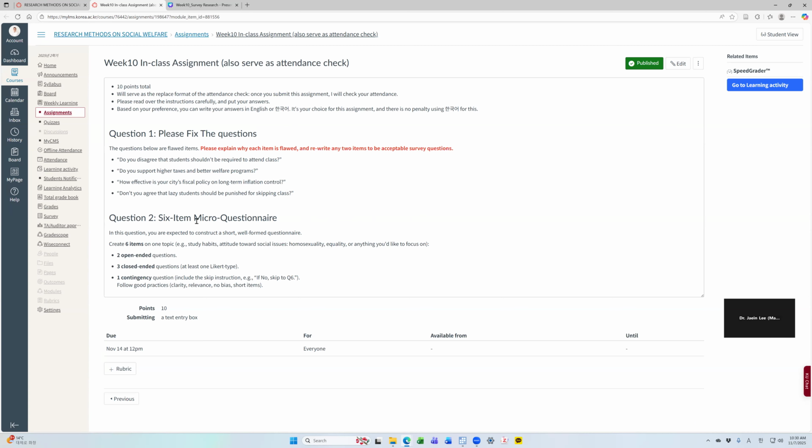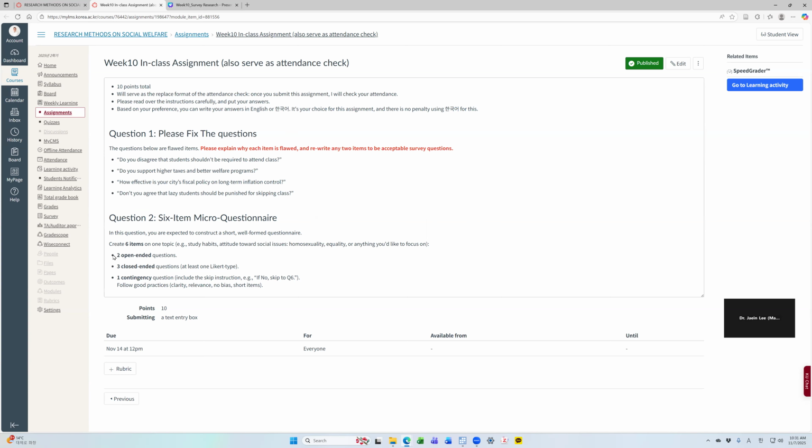And question number two is a six-item micro question. In this question, you are expected to create your own well-formed questions. Create six items on one topic. For example, you can choose anything: study habit, attitude towards social issues, homosexuality, equality, anything you'd like to focus on, like immigrants or whatever. You can choose whatever you want.